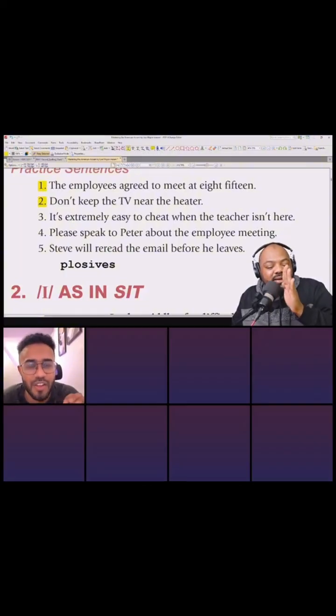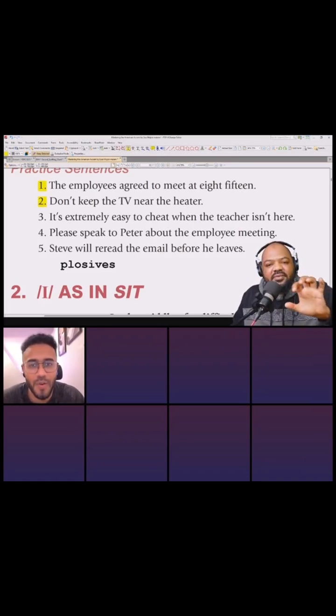Now, with that eater sound, we're going to put in the H part. So, heater. Heater. Faster on the D sound. Heater. Better. It's like a midway point between the D and the T sound. So, don't keep the TV near the heater.